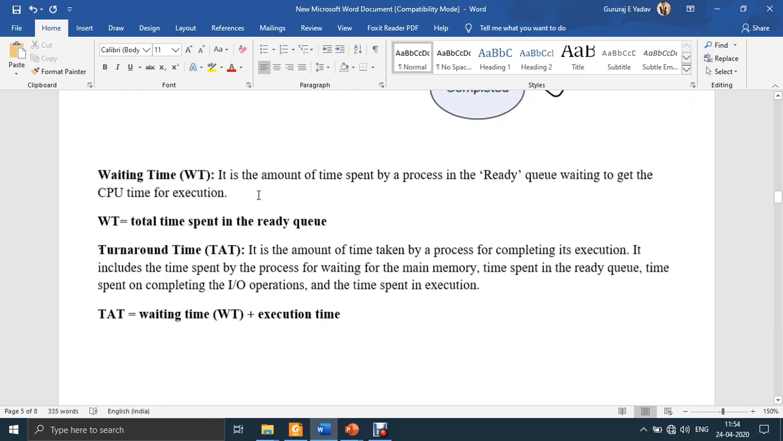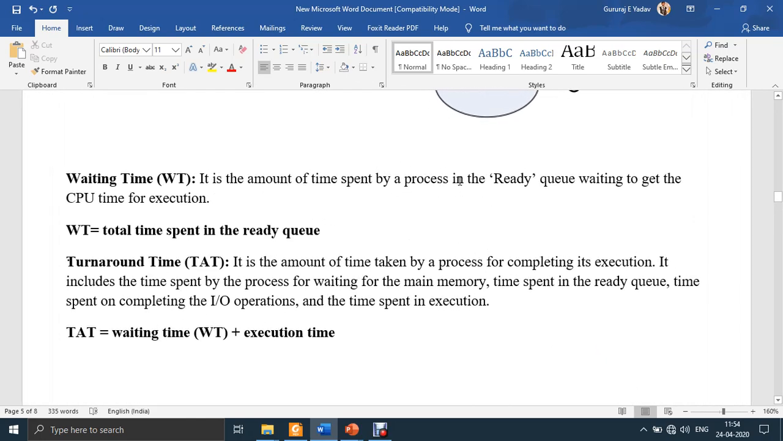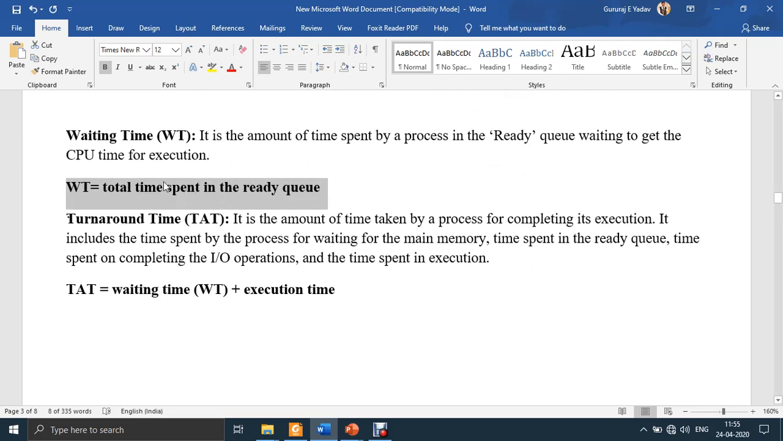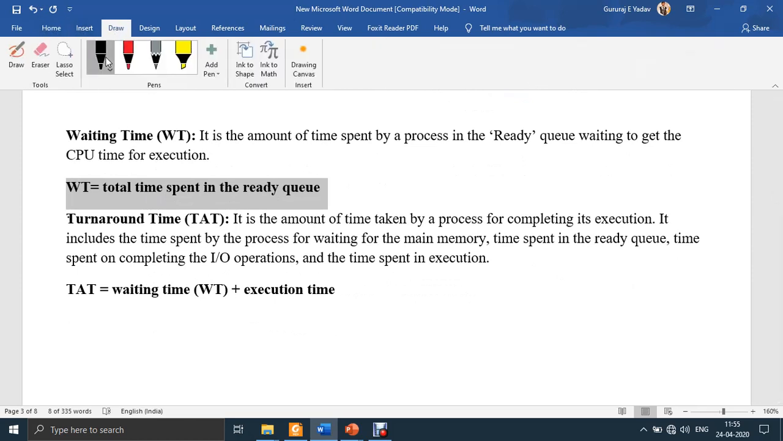Waiting time is the amount of time spent by a process in the ready queue waiting to get the CPU time. In short, WT or waiting time is the total time spent in the ready queue by a process until it completes. Until it completes, how much time it has spent waiting in the ready queue to get the CPU, that is the waiting time. Next is turnaround time.